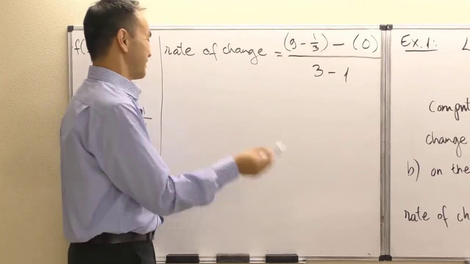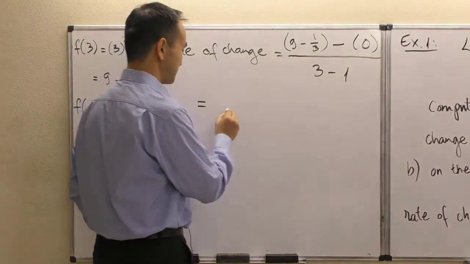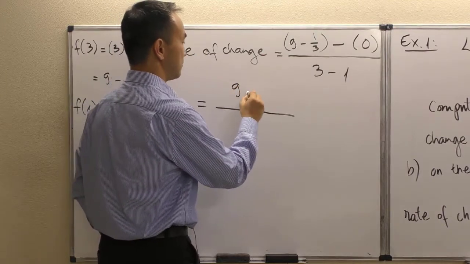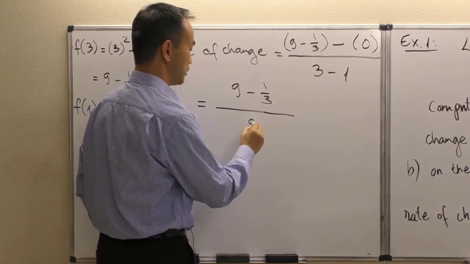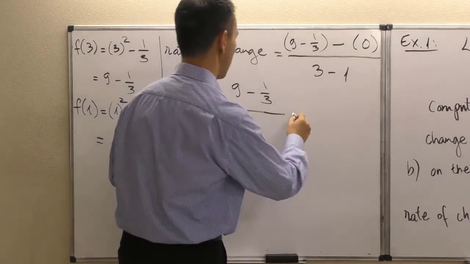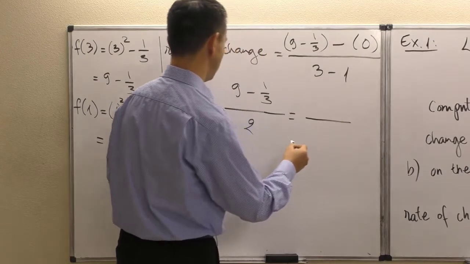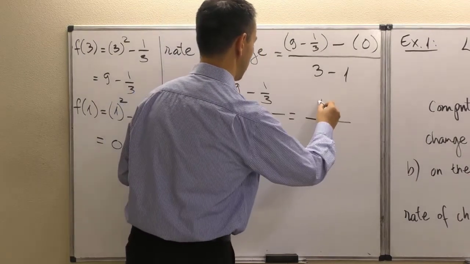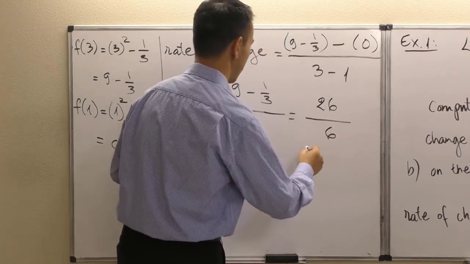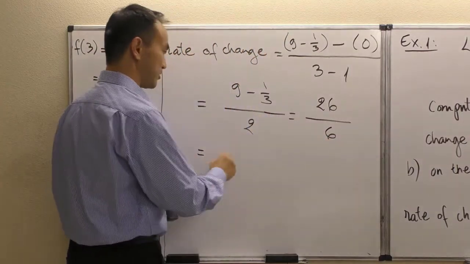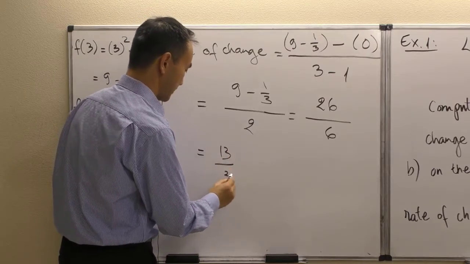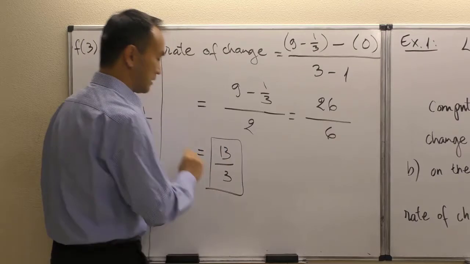Okay, and so now this is going to be 9 minus 1/3 over 2. And so that answer here comes out to be 26 over 6. And we can reduce that by a common factor of 2, so it comes down to 13 over 3 right there. All right, so that is our final answer.